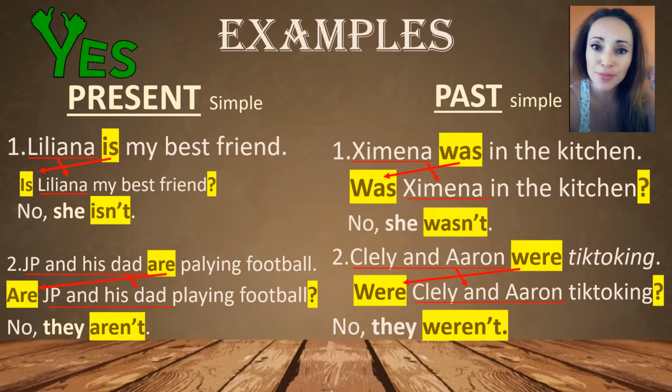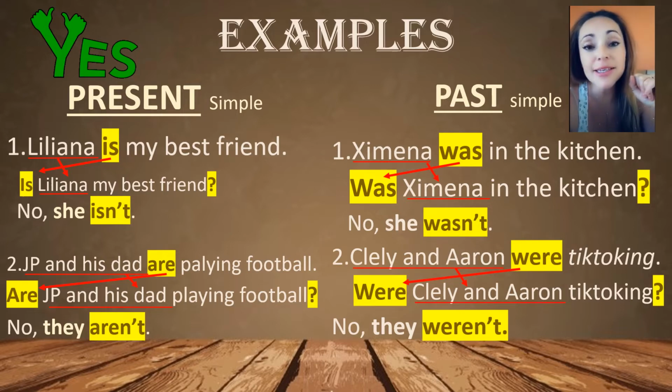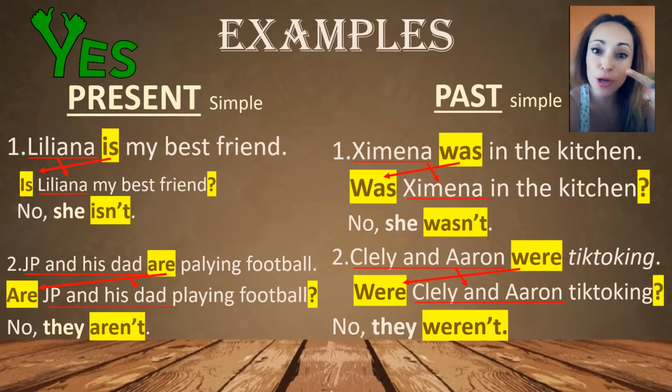For example, number one, Liliana is my best friend. Is the verb to be. So is going to start the question. We always start with the auxiliary. Okay? Is Liliana my best friend? And if they are asking us to do a short negative answer, it's going to be no. We always start with no, comma, she isn't.